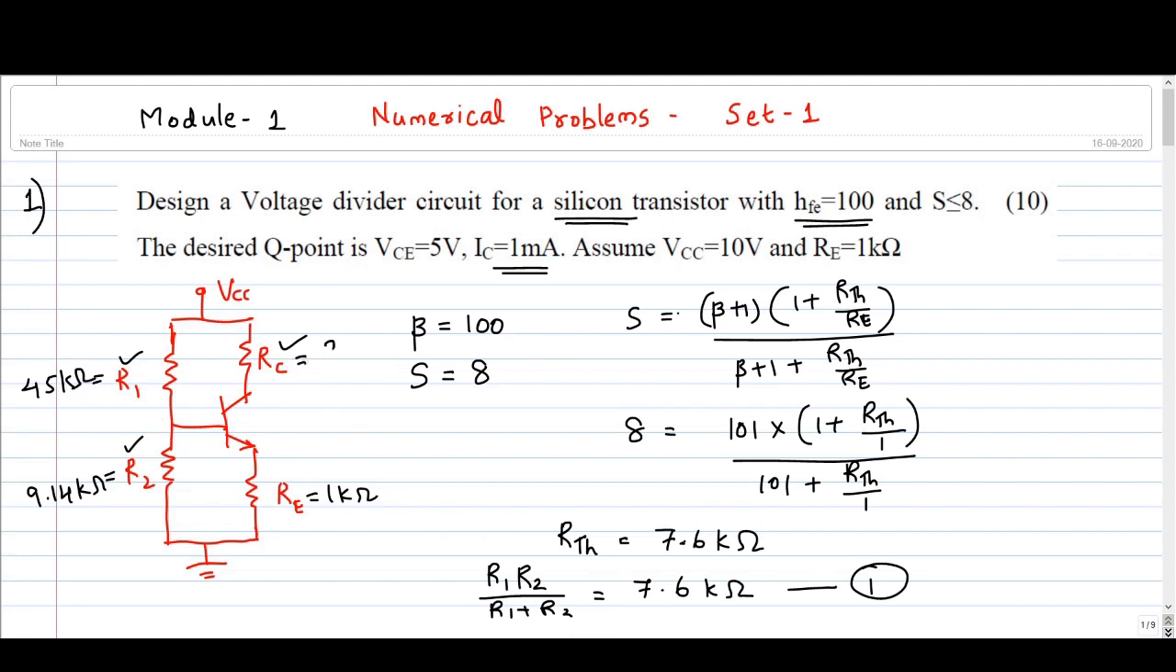Now we have to calculate RC. So how to calculate RC? To calculate the value of RC, you need the voltage drop across RC and the current flowing through RC. Then you can apply Ohm's law. So what will be the voltage drop across RC?